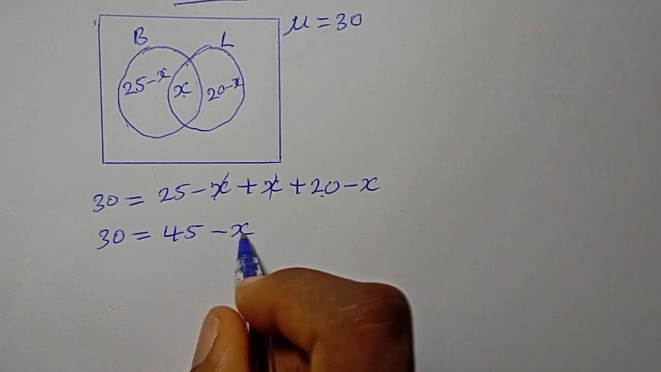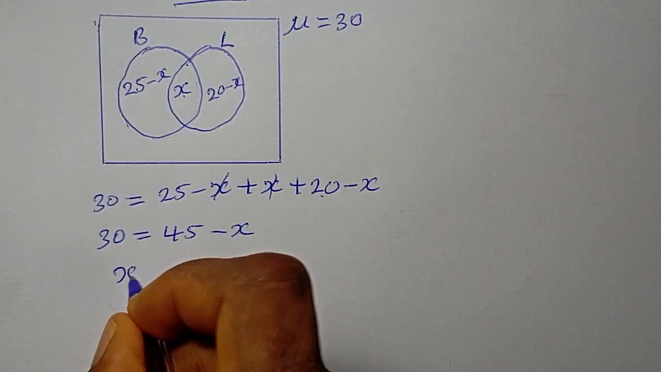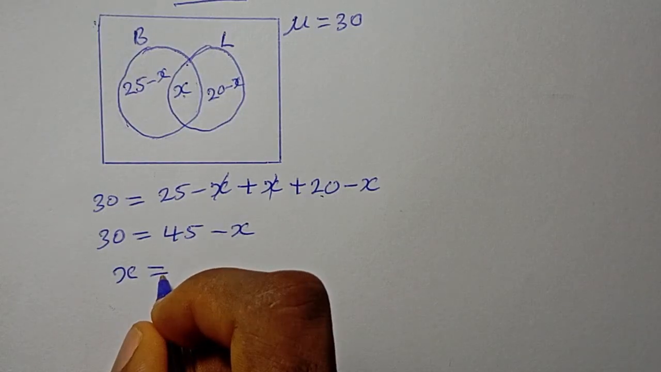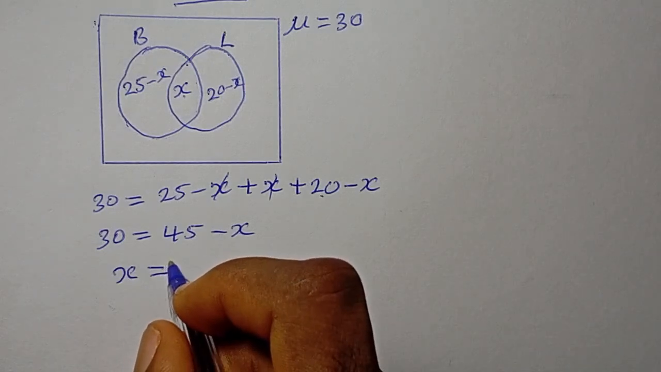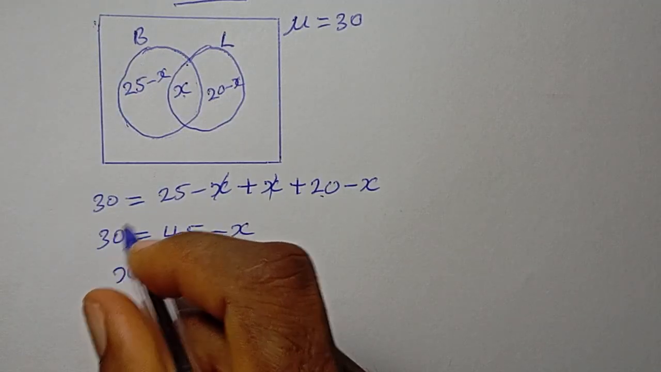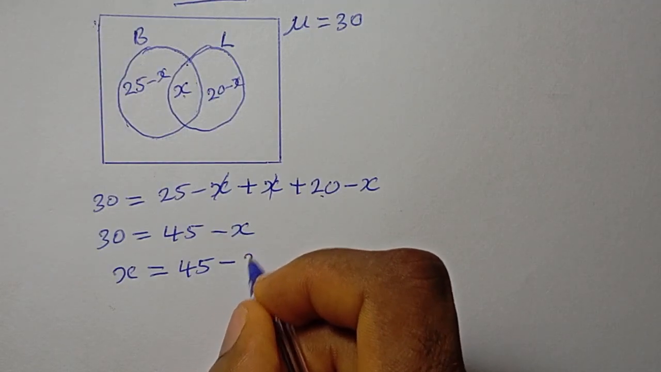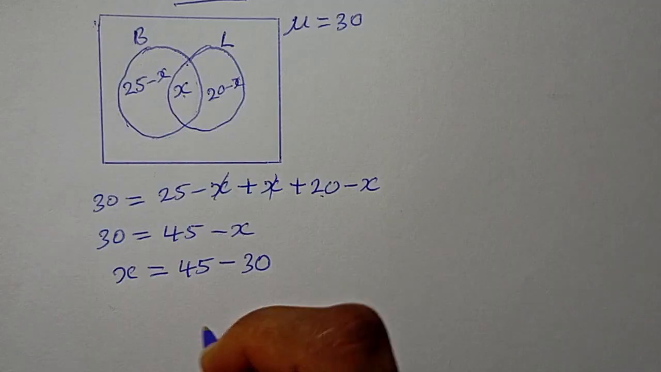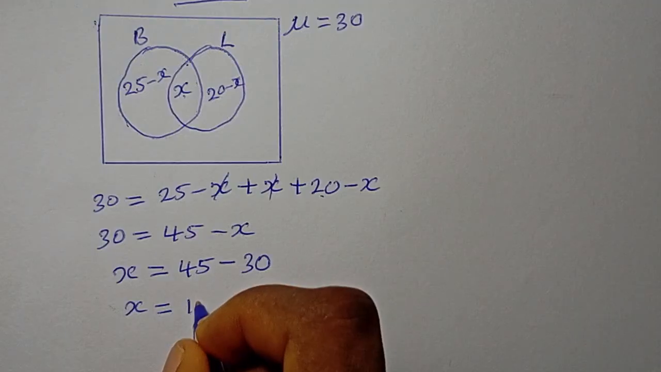Since this X is minus, you take X to the other side. We have minus X to this other side, then we have X. Then this 45 still remains here. You take 30 to the other side, you have minus 30. Then X will be equal to 15.